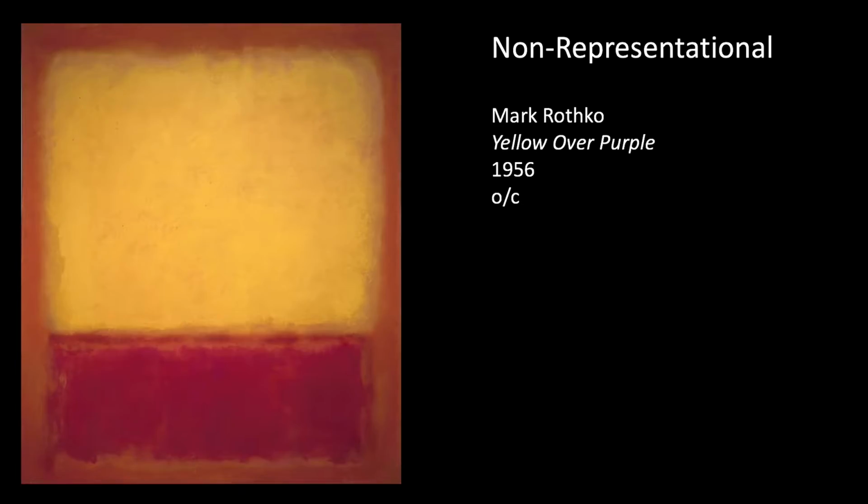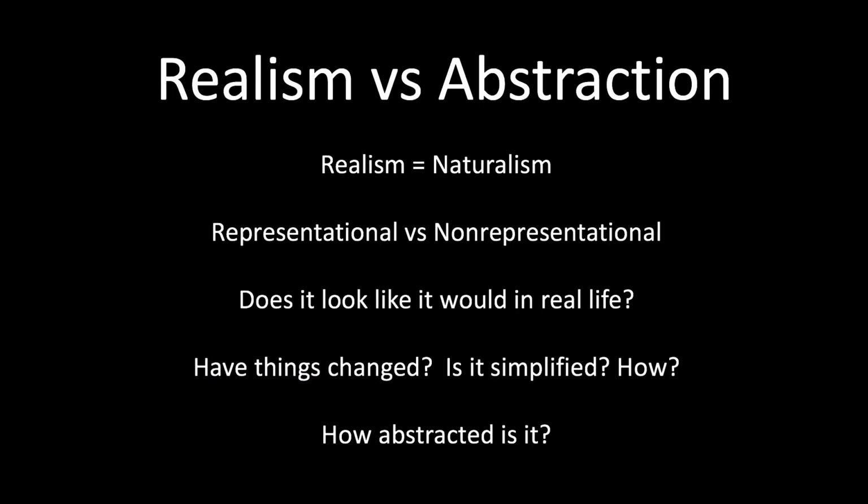And that it's about emotion and it's about experience, and that's just as real as, say, an object or a person or anything like that. So instead of using the term realism when we describe things that look like they would in real life, we use the term naturalism to describe how things look in the natural world.